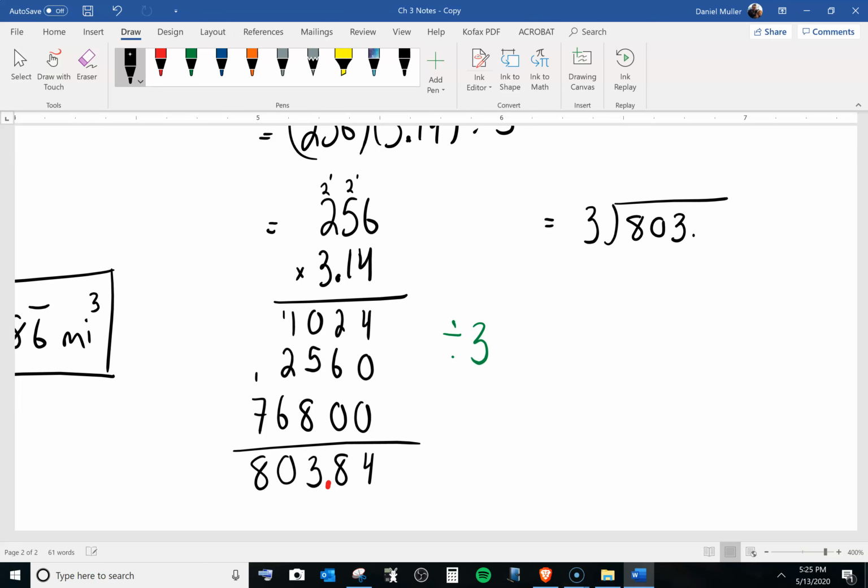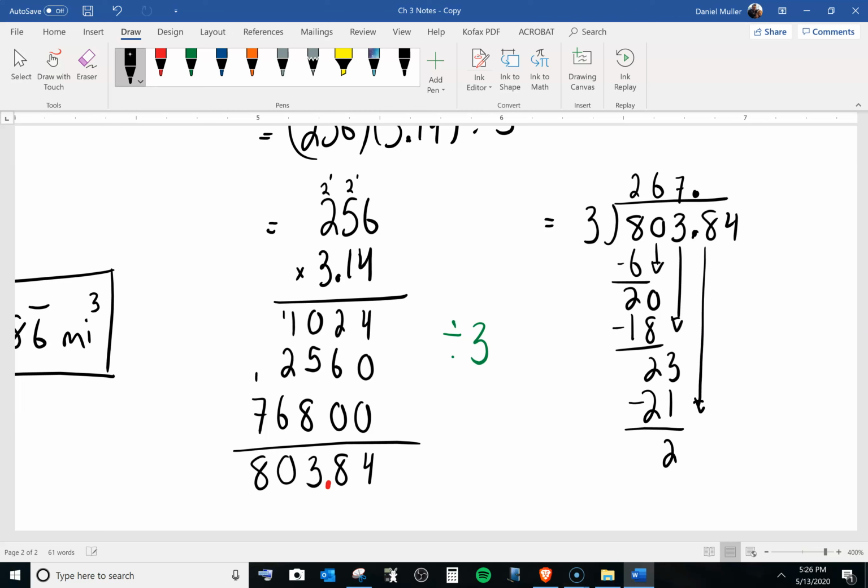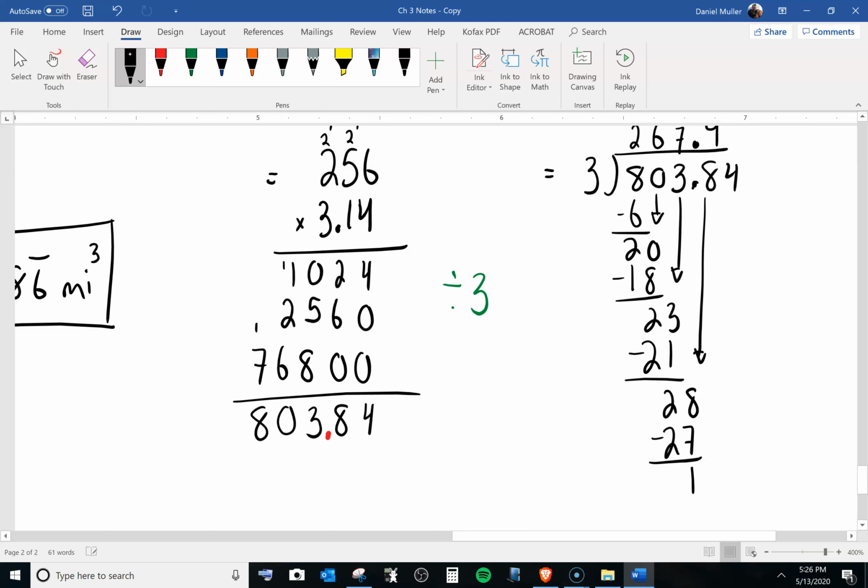That's 803.84. So 3 goes into 8 twice, that's going to be a 6, that leaves 2. There's that 20 again. 3 goes into 20 6 times. 6 times 3 is 18. Just 2. Okay, nice. At least I can bring down the 3. 3 goes into 23 7 times. There's my decimal spot. 7 times 3 is 21. There's a 2 again. Okay, at least it's a 28. 3 goes into 28 9 times. 9 times 3 is 27. Nice. Got a 1. And then bring this down.